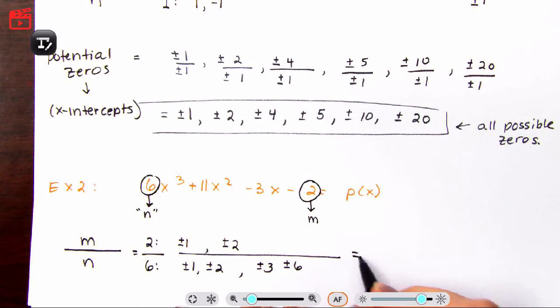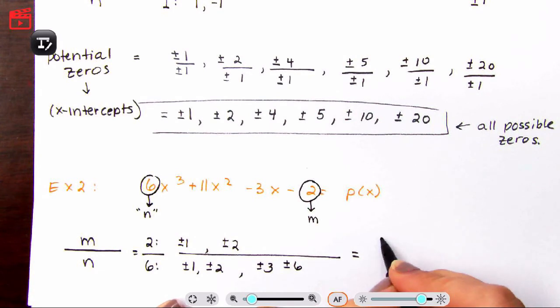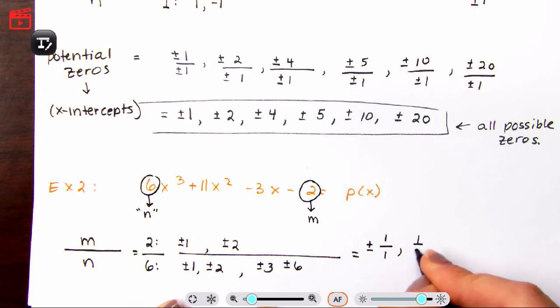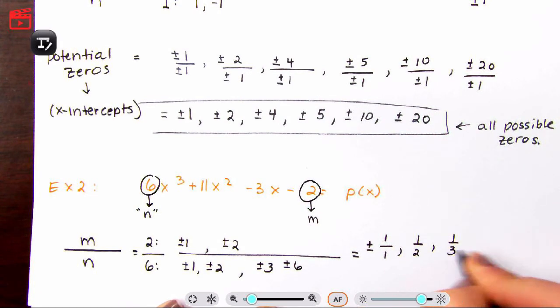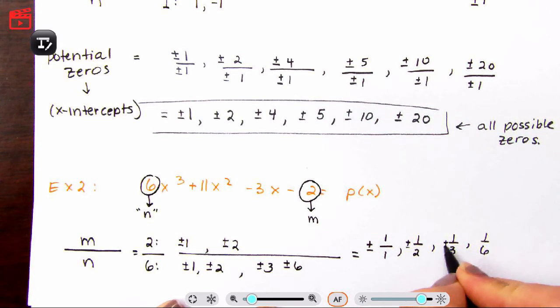So how would that look? Each numerator has to be on each denominator. So what I do is I say I have 1. Again, it's always going to be plus or minus. I have 1 over 1. Then I have 1 over 2. Then I have 1 over 3. Then I have 1 over 6. Remember, all of these are plus or minus.